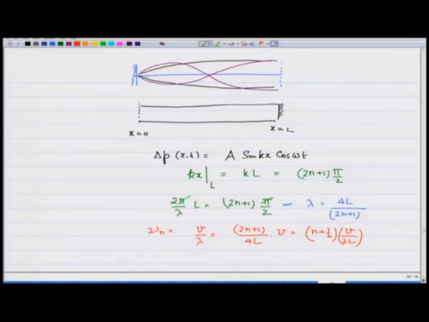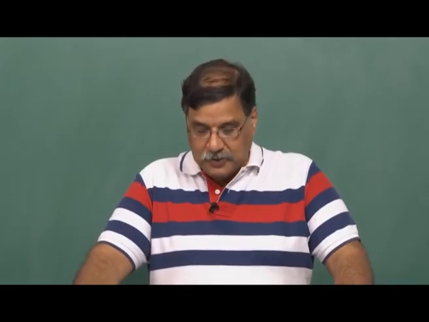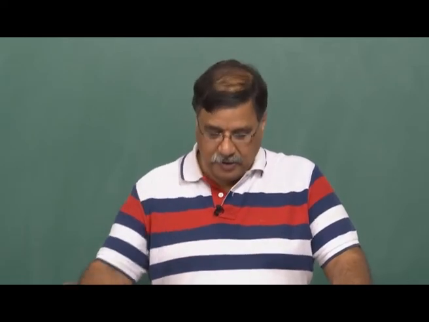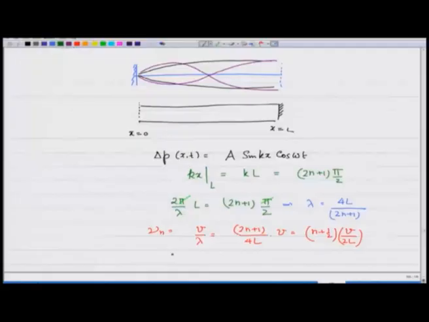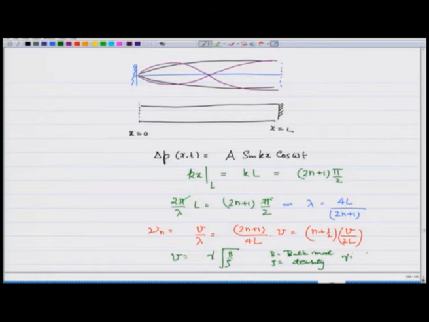So, you see this is exactly the same case as in the case of a string, except that the velocity now is not square root T by mu, which was the case for the string, but gamma square root B by rho. So, let me write this. The velocity in this case is given as gamma square root of B by rho, where B is the bulk modulus, rho is the density, and gamma is the Cp over Cv for the gas. So, the only thing that changes is the velocity; the rest, because of the boundary conditions, is the same.